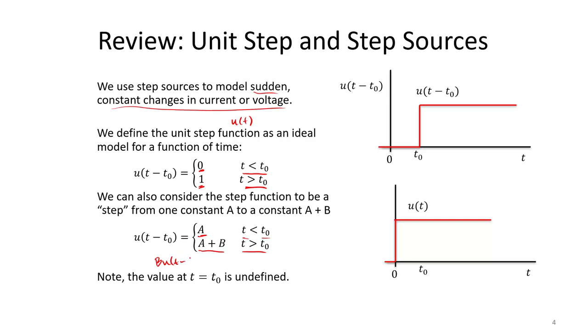In this case, it's actually b u(t minus t naught) plus a. That would be equal to a for time t less than t naught, and a plus b for time t greater than t naught. And remember, of course, the value of the unit step function at that instant t naught is undefined. Most of the time in this class, we consider the case where the unit step function has t naught equal to 0, which just gives us u(t), which is 1 for t greater than 0 and 0 for t less than 0.